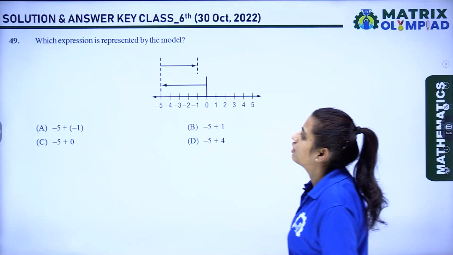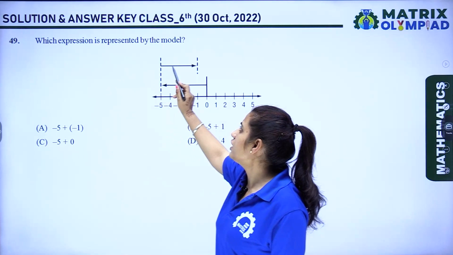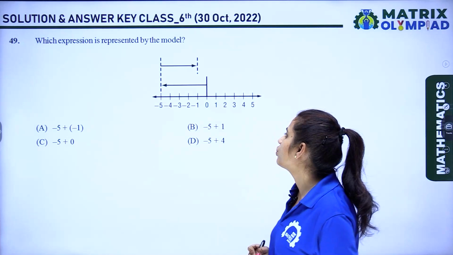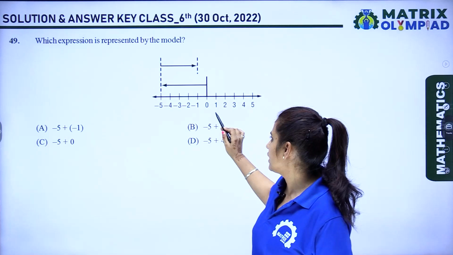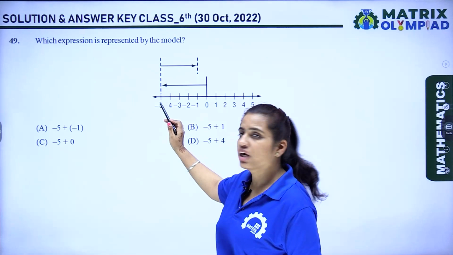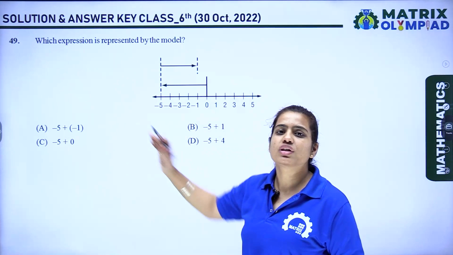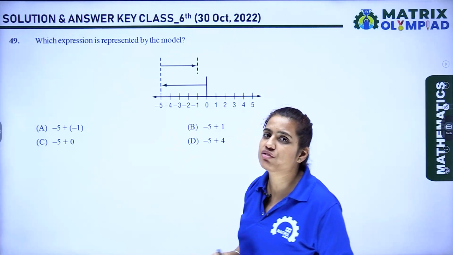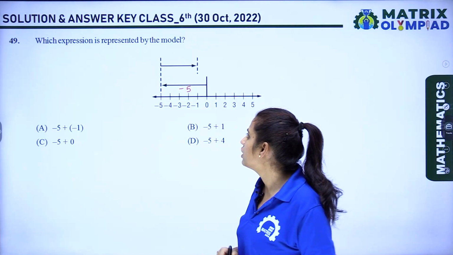Now, question number 49. Which expression is represented by the model? So, this is the model and we have to find out the expression which best suits the model. So, first of all, let's study the model. What does it say? 0 to the left hand side. Now, from the 0, the line is moving towards the left direction, meaning on the negative side. How much distance is it covering? It is covering 5 units. So, here you can say minus 5. So, it is a negative 5.